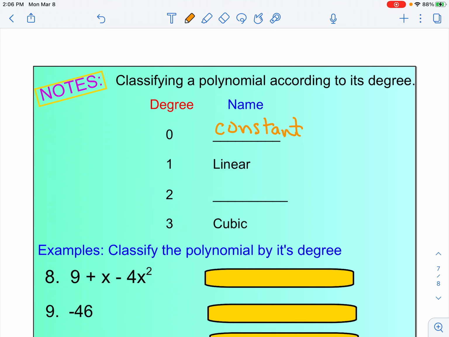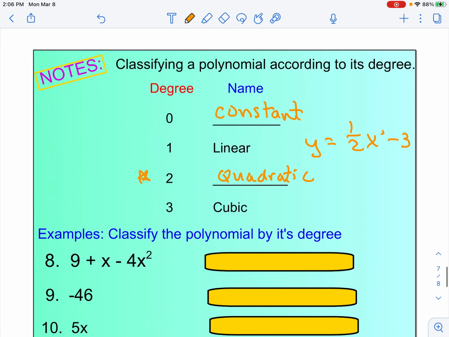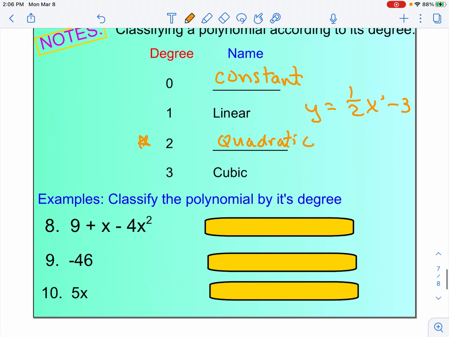Degree 1 is linear. If you remember, we had equations like y equals 1/2 x minus 3, those were linear equations, and those are degree 1. Those are linear. Degree 2 are called quadratics. And degree 3, cubic. The next thing we are going to study is quadratics. So now we're just classifying by degree. Degree is the highest exponent power. So we have degree 2 here, which is called quadratic.